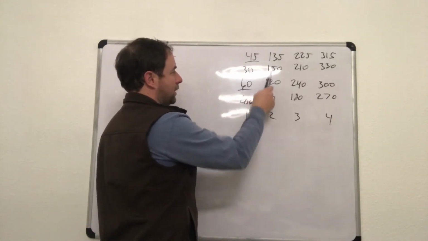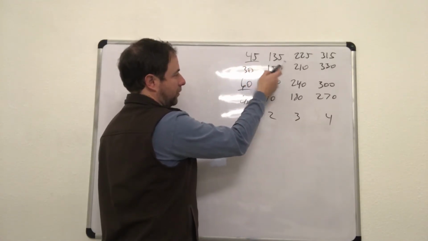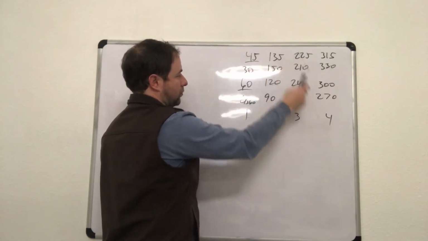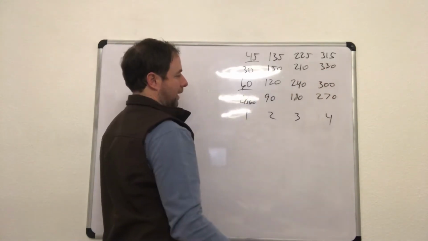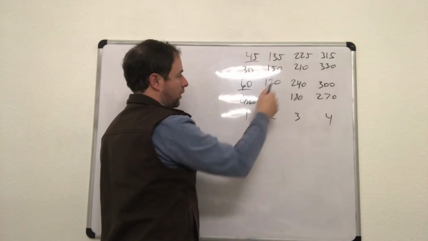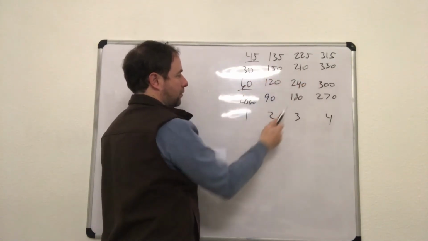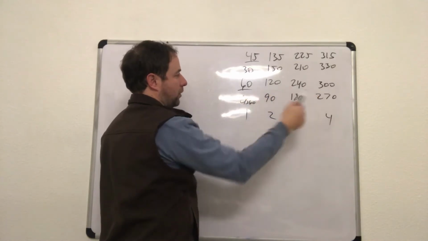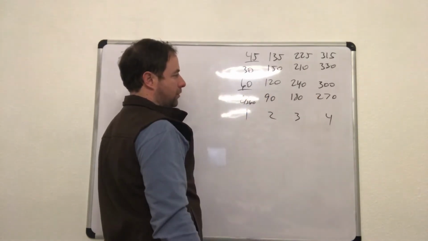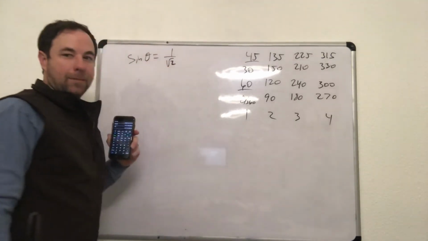But in the second quadrant, a 45-degree angle is 135, but it's still a 45-degree angle. In the third quadrant, 225. In the fourth quadrant, you have 315. It's just how you name a 45-degree angle in each quadrant. How you name a 30-degree angle in each quadrant is 30, 150, 210, 330, 60, 120, 240, 300. These are all just common numbers you're going to be using. You need to have these written down.